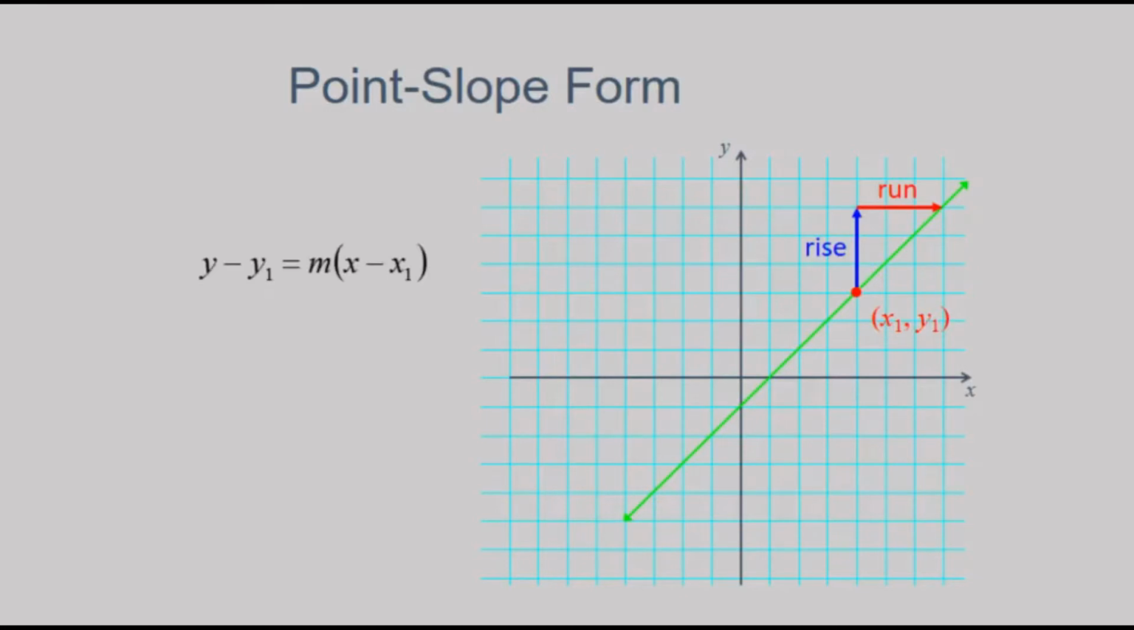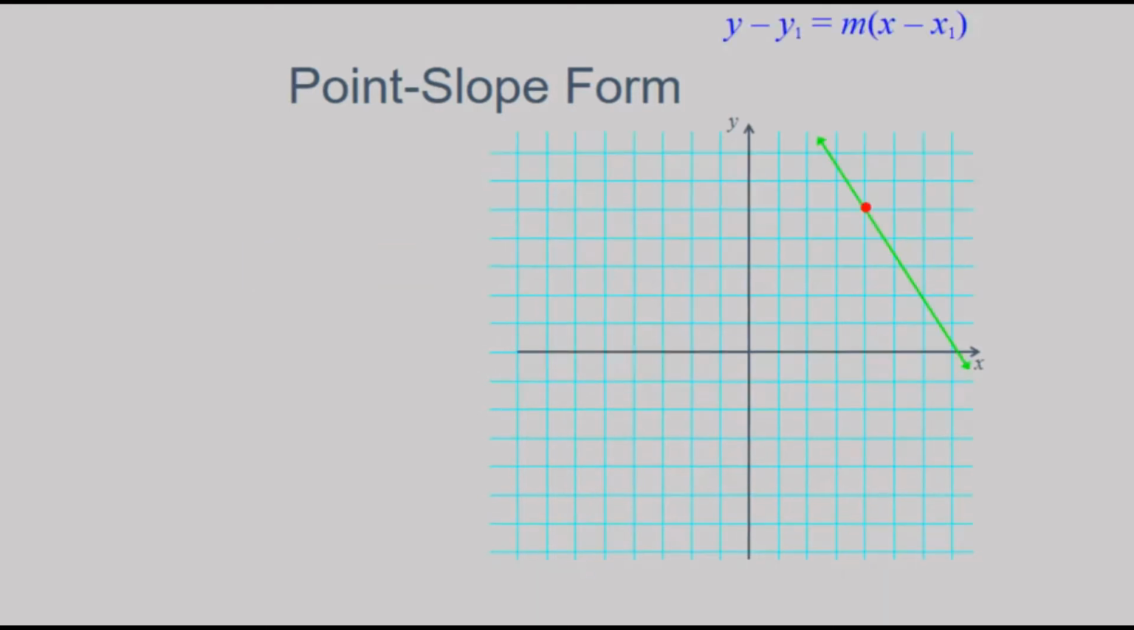The equation y minus y sub 1 equals m times x minus x sub 1 is called the point-slope equation for the line with slope m and that contains the point x sub 1, y sub 1. Y sub 1 and x sub 1 are from the point, and m is the slope that's described here with our rise over run.